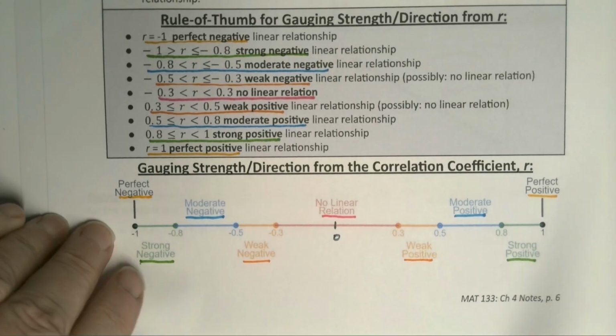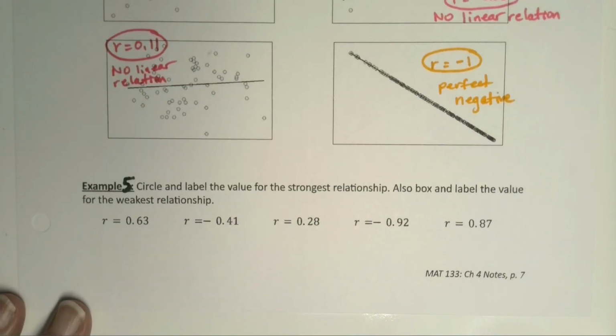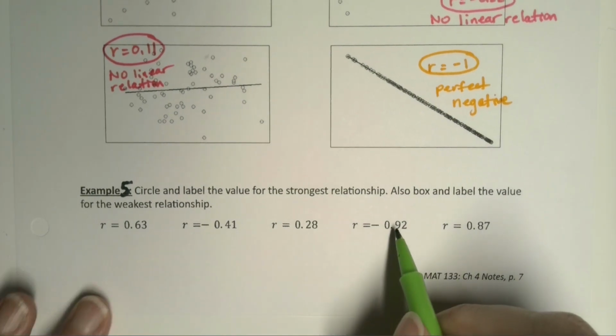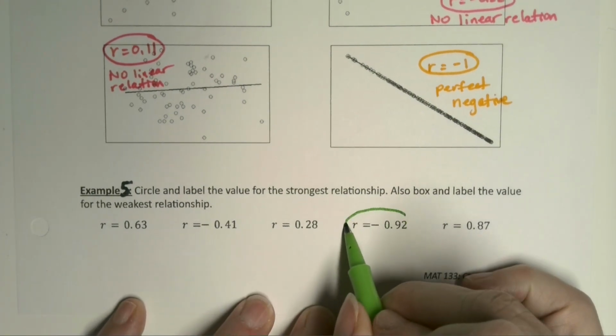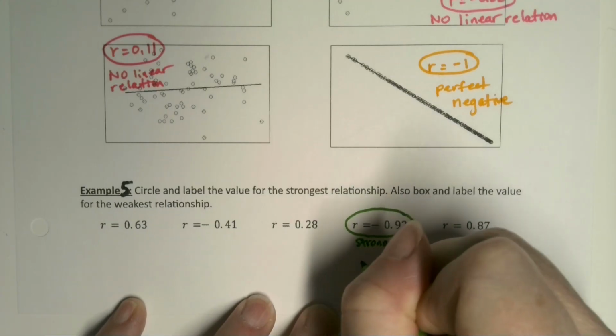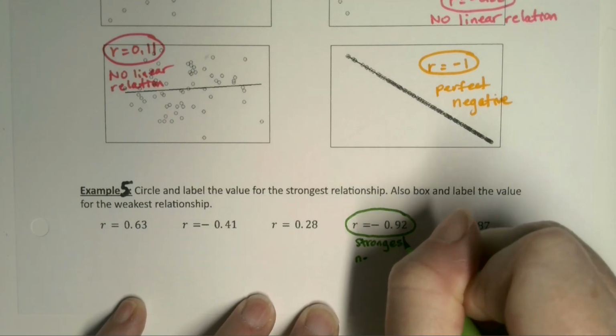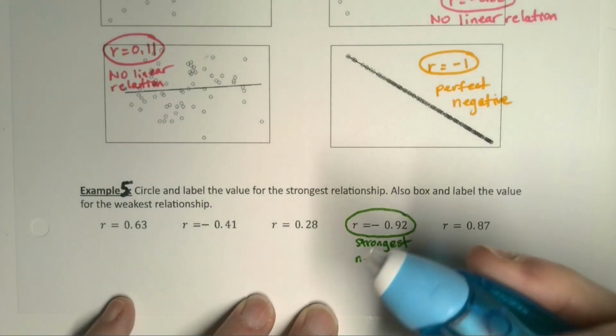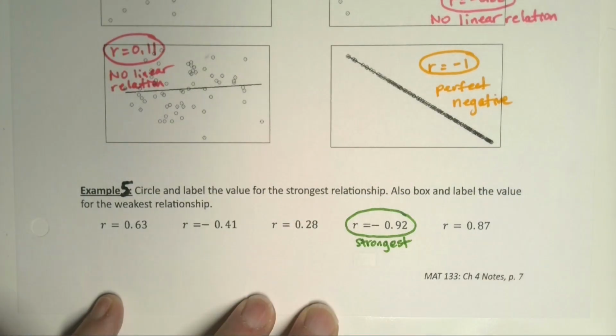Okay, so if I look at those numbers, the one that's closest to 1 is actually this one. I'm going to circle this one. This is a strong negative relationship, and it's the strongest we have. Actually, I'll just put that one, right? But it is a negative relationship.